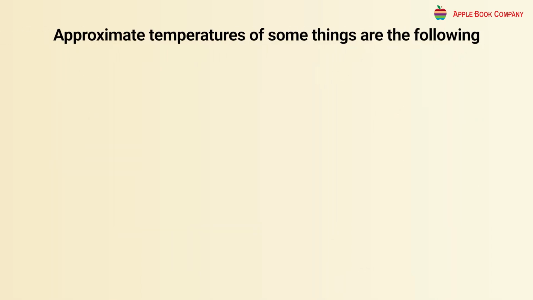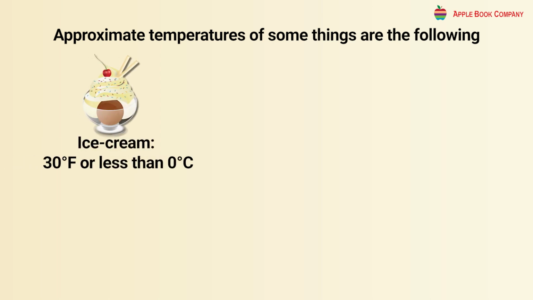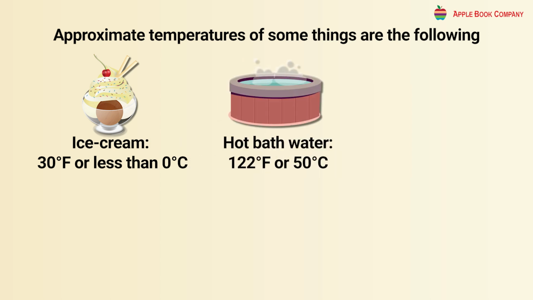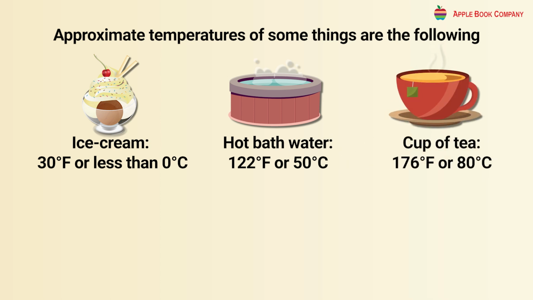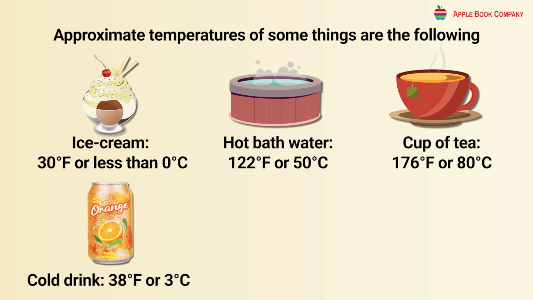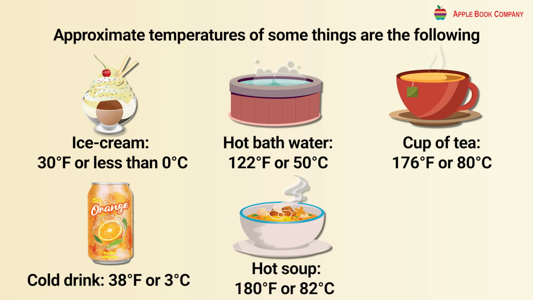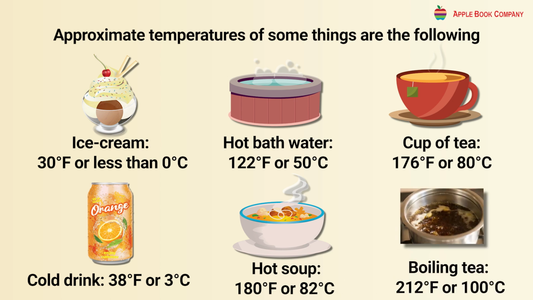Approximate temperatures of some things are the following: ice cream, 30 degree Fahrenheit or less than 0 degree centigrade. Hot bath water is 122 degree Fahrenheit or 50 degree centigrade. A cup of tea is 176 degree Fahrenheit or 80 degree centigrade. Cold drink, 38 degree Fahrenheit or 3 degree centigrade. Hot soup, 180 degree Fahrenheit or 82 degree centigrade. Boiling tea, 212 degree Fahrenheit or 100 degree centigrade.